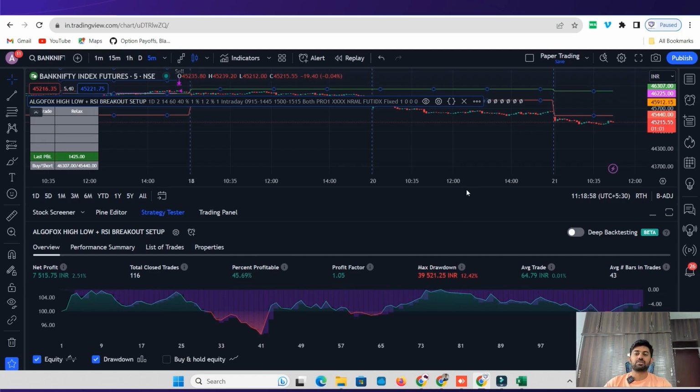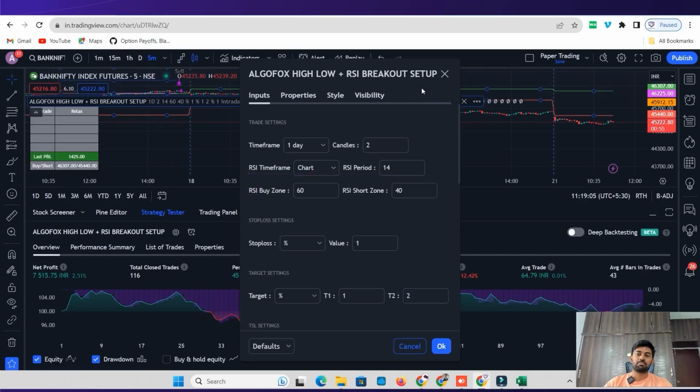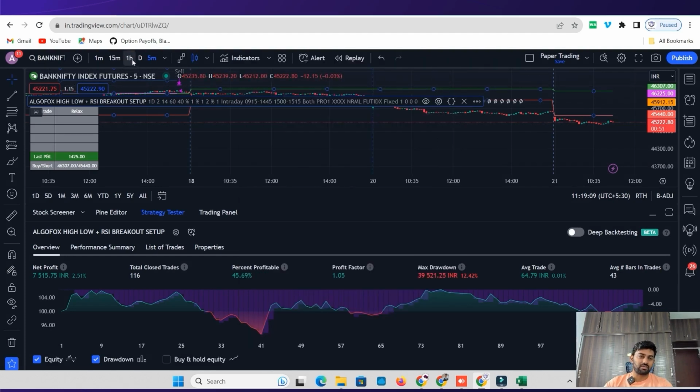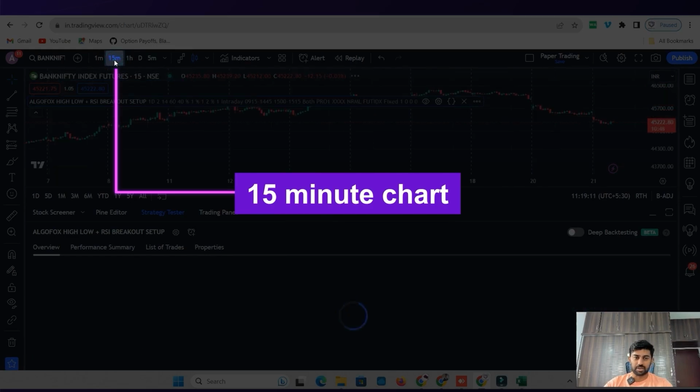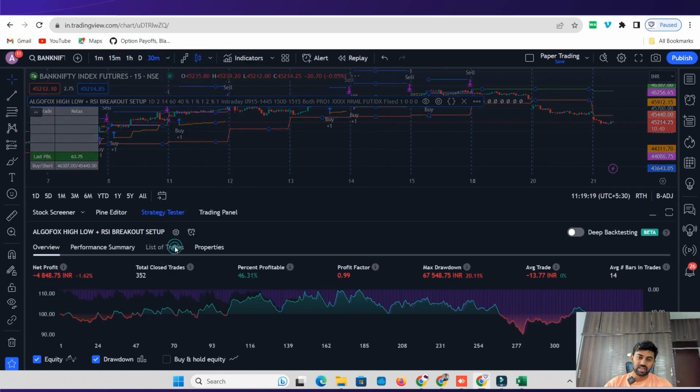Clearly, the strategy is not giving good results because the 5 minutes time frame is a very small time frame. So what we will do is, maybe because we are taking RSI on the chart, we will take a bigger time frame. Let us try with 15 minutes time frame. On a 15 minutes chart, the results are not that great. It is -1.62. Let us check on a 30 minutes chart.